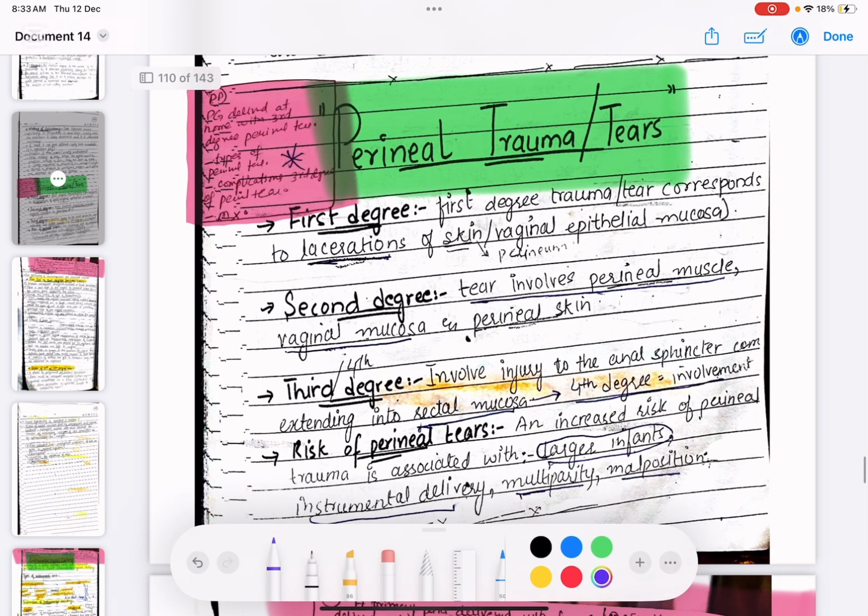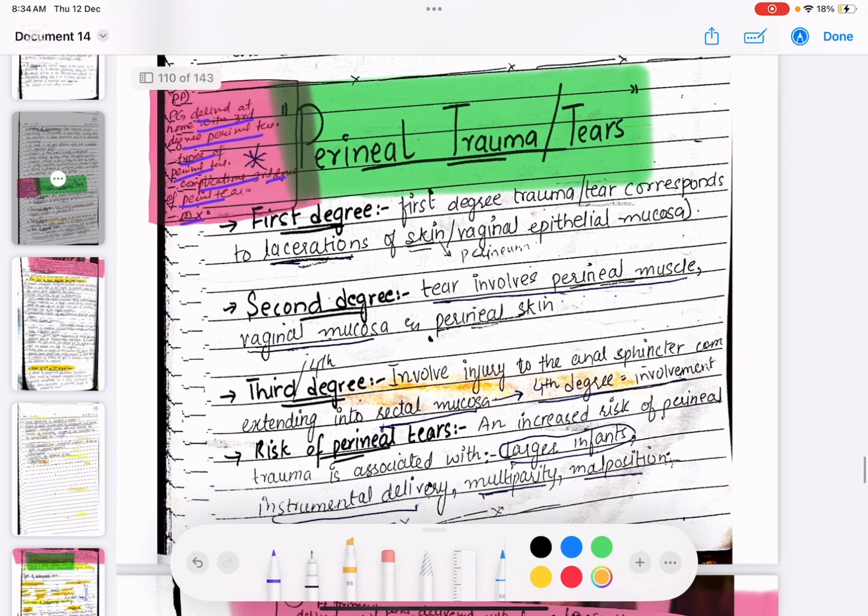A type of question that is asked in the exams is that there is a PG delivered at home with a third degree perineal tear. Then the types of perineal tear, what are the complications, what is the third degree of perineal tear, and what is the management for perineal tear.